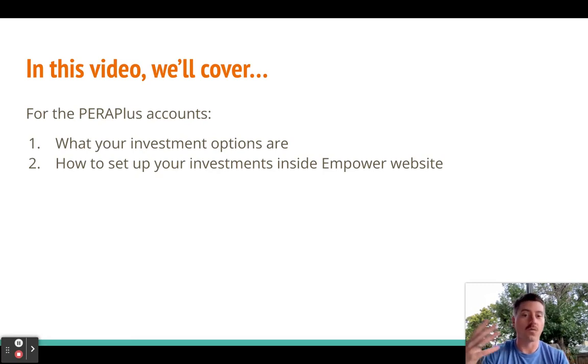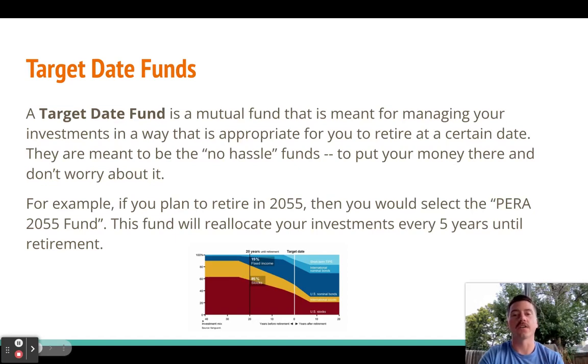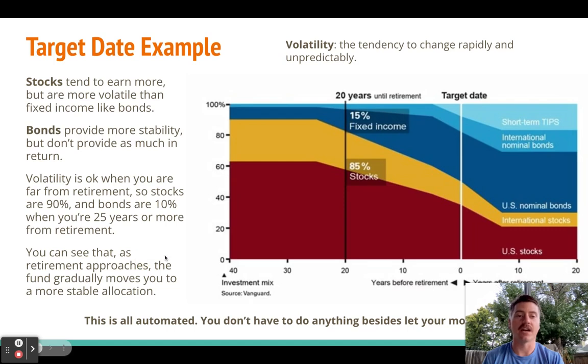So we're going to cover what are the investment options that you have and how do you set those up using the Empower website. First option is a target date fund. These are meant for people who don't understand how to manage their investments or just want to kind of set it and forget it. These are plans where you can put your money and they will basically do the rest for you. It's meant to be a no hassle fund. Put your money there, don't worry about it. So let's say I want to retire in the year 2055. You would select the Para 2055 fund that will reallocate your investments every 5 years until your retirement.